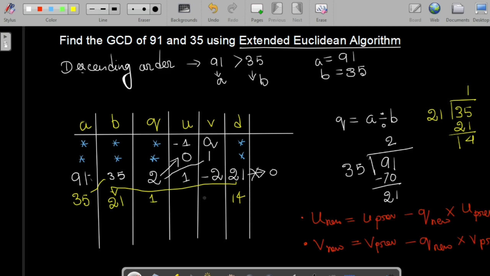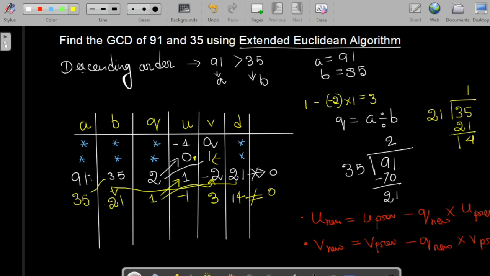Now again we have to calculate U and V. This 1 into 1, that is 1, subtracted from 0, so that will be minus 1. And 1 multiplied by this minus 2 will be minus 2, and we will subtract that from 1, so that makes it 3, isn't it? 1 minus minus 2 into 1 makes it 3. Now again we see the remainder is not equal to 0, so we go to the next step.